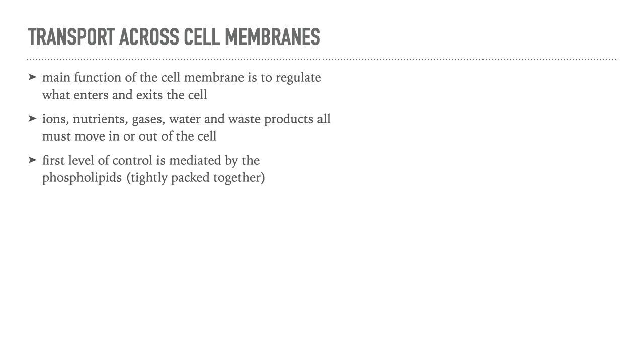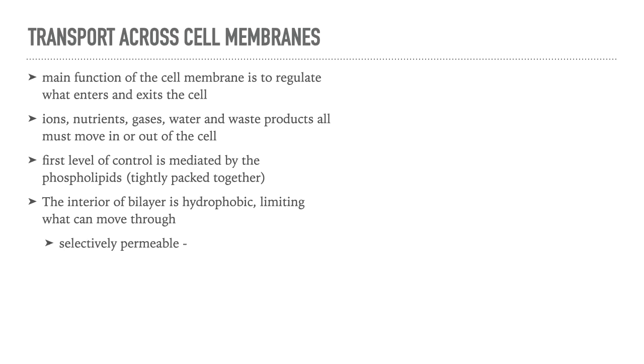The first level of control over what enters and leaves the cell is actually the phospholipid bilayer itself. The phospholipid bilayer is tightly packed together, and it has an interior that is hydrophobic, and this severely restricts what can move directly through the cell membrane, which is a good thing. That is why we refer to the cell membrane as being selectively permeable. It means that some things can cross the membrane, but other things cannot, sort of like a filter.